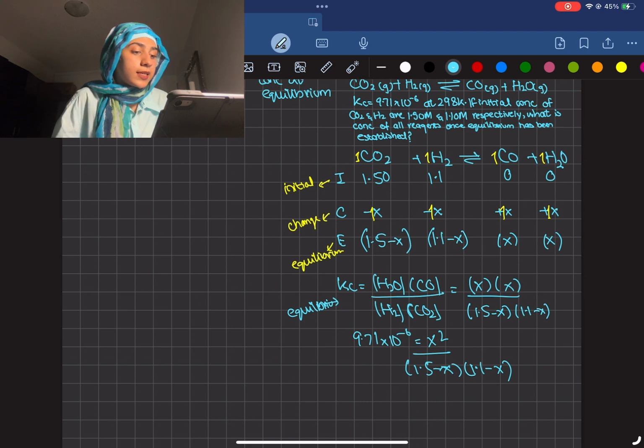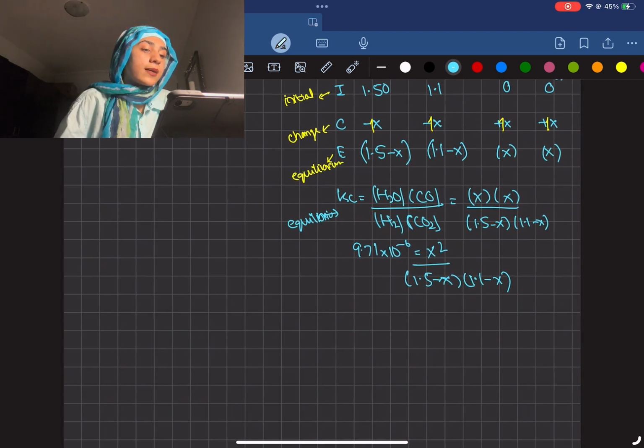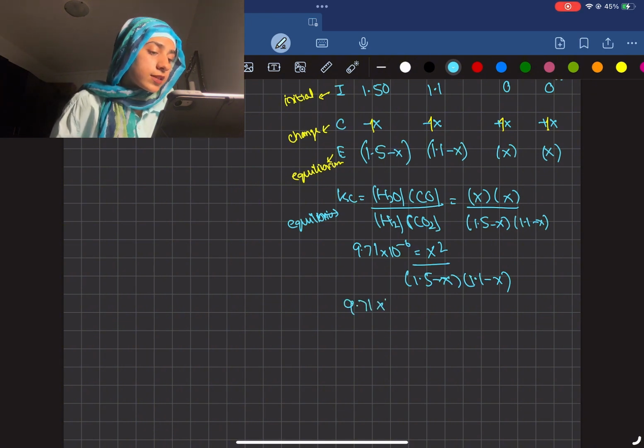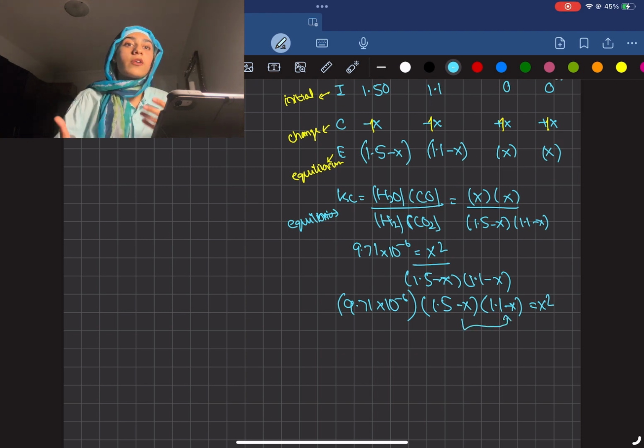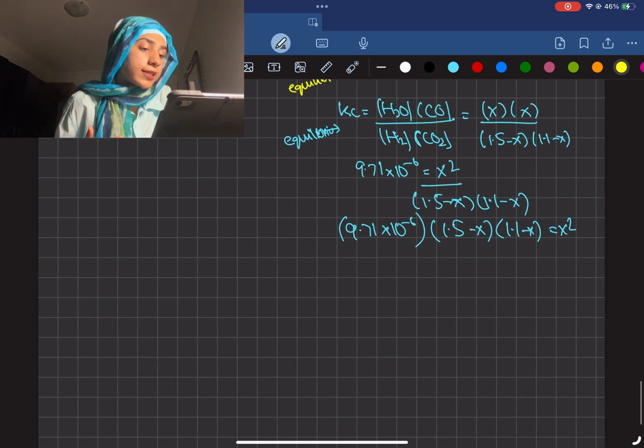But what I see here is that when I need to find x, I would need to make it a quadratic equation. How do I know that? It's because if I shift all of it over here, it equals x squared. These two are going to get multiplied and make an x squared, so it's going to be a quadratic equation. I would need to use the quadratic formula, but that's going to be a long way. So to make it easy for me, I'll use small x approximation.